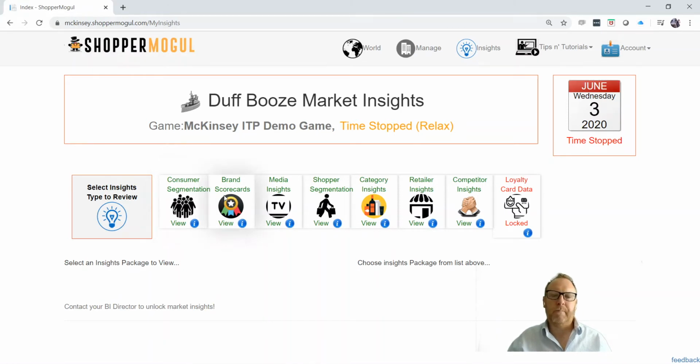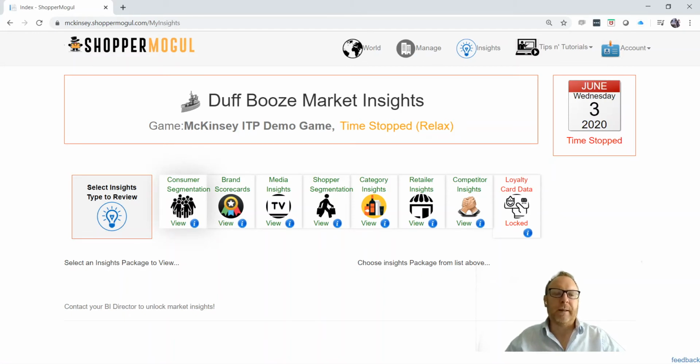Consumer segmentation, brand scorecard, media insights, shopper segmentation, category insights, retail, and competitor insights. Each of these has a use to different members of your management team, but they're all important to understand as you're making that sequence of strategic decisions on how best to spend your company's money and how to build a portfolio of brands to meet the requirements of the consumers in the marketplace.